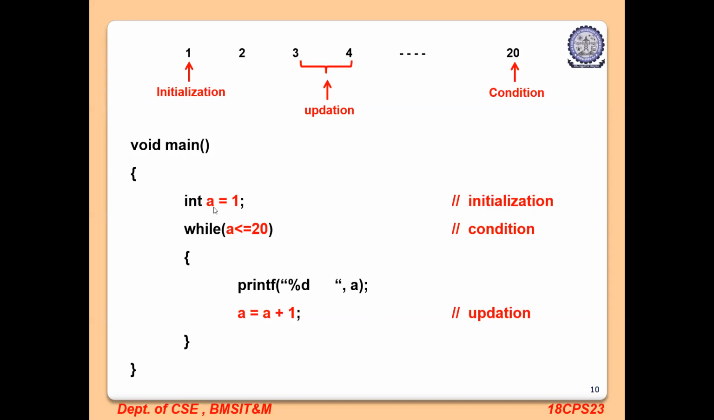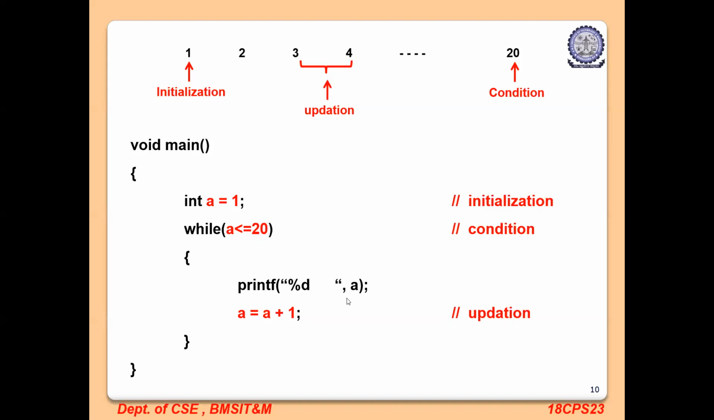Since I have initialized a to 1, while will check this condition first. Why will it check this condition first? Because it falls under the category of pre-test condition. So it will check whether a, that is 1, is less than or equal to 20. Is the condition true or false? Obviously it will be true because a is 1, and 1 is obviously less than or equal to 20. So the control goes in.